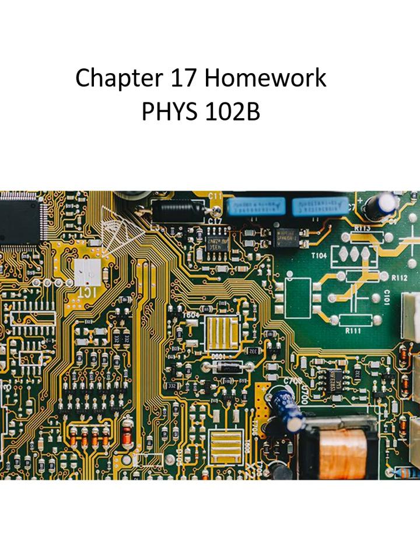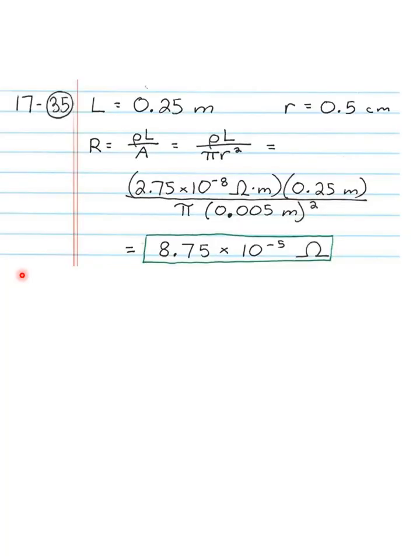This is the Chapter 17 homework for Physics 102B. We start with number 35. Find the resistance between the two ends of an aluminum wire, 0.25 meters long and 1 centimeter in diameter. We have the length here and the radius of 0.5 centimeters given. We want to know the resistance.